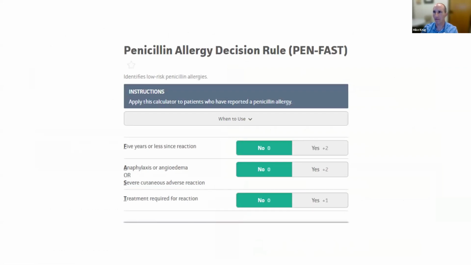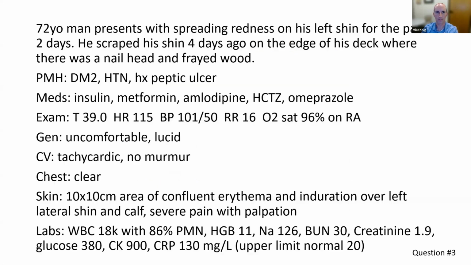So if you're not aware of the PenFast, it is awesome. This is another way of systematically risk stratifying your penicillin allergies. So thinking about our patient, it's been more than 5 years since his reaction, so that would be 0. He did not have anaphylaxis or angioedema or a severe cutaneous adverse reaction, so that would be a 0. And he did not require treatment that we believe, so that would be no. If you have a score of 0 to 2, it's low risk. If you have greater than 2, it's moderate to high risk, and you should be more cautious.